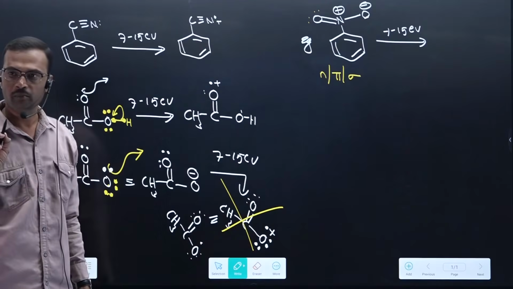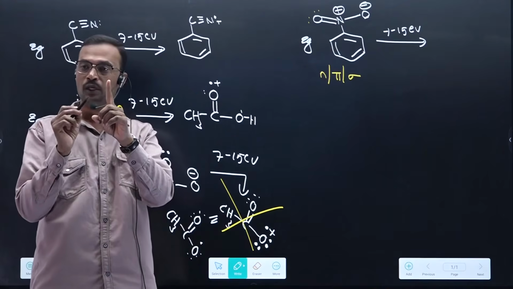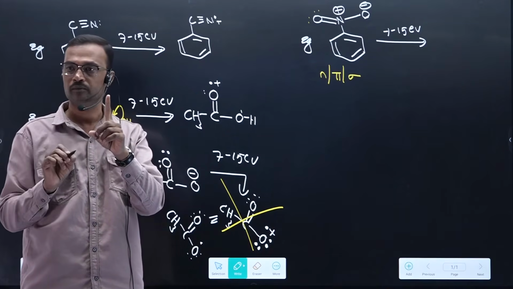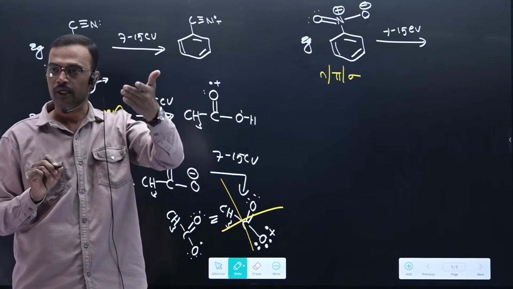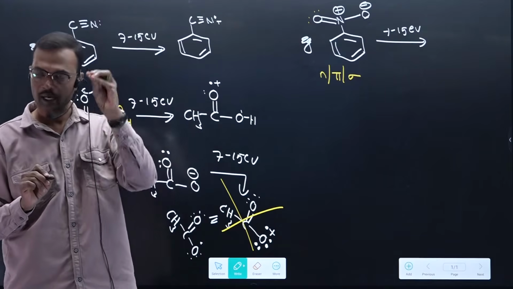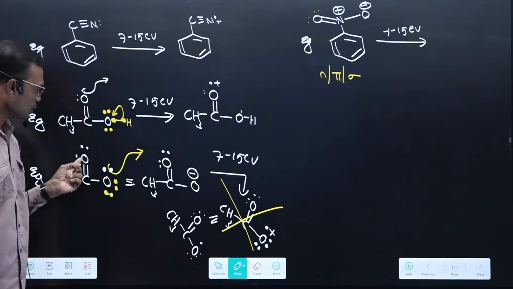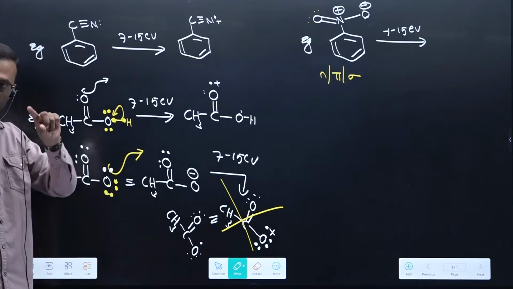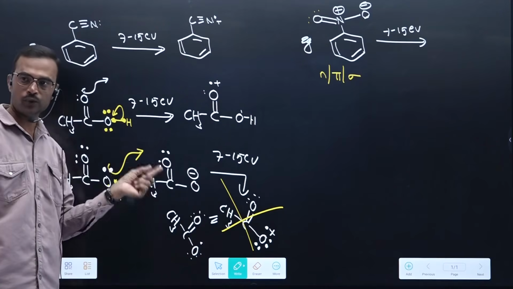Can I remove from minus? Yes. When minus is there, remove from minus. When neutral is there, remove from neutral. When positive is there, that is the least priority. First give priority to negative, then neutral, then positive. Negative charge can lose an electron very easily compared to neutral. This is neutral, this is neutral, this is negative. Negative can lose an electron easily. Suppose negative, neutral, positive are given. What is the order? Negative, neutral, positive.